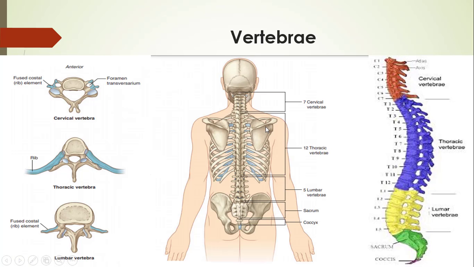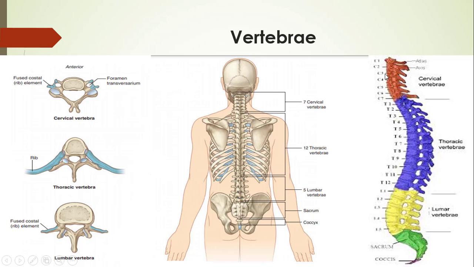First, vertebrae. We have already mentioned that the skeletal component of the back consists mainly of the 33 vertebrae here, but the skull, scapulae, ribs, and pelvic bones also contribute to the bony framework of the back and provide sites for muscle attachments. Now, these are the 33 vertebrae.